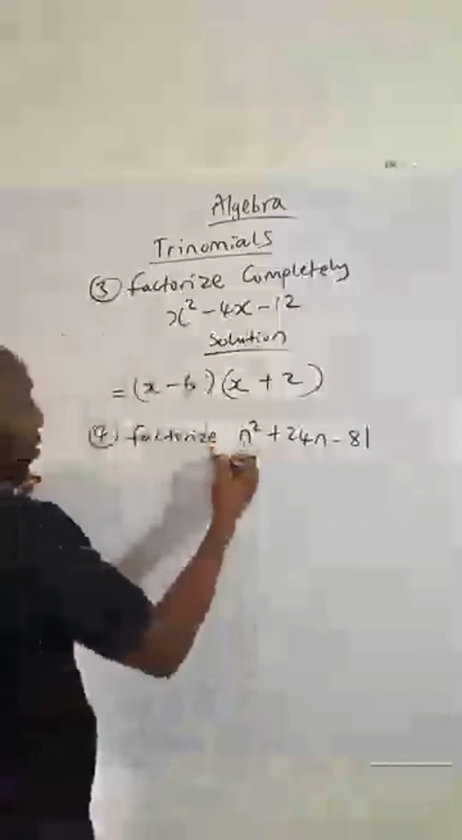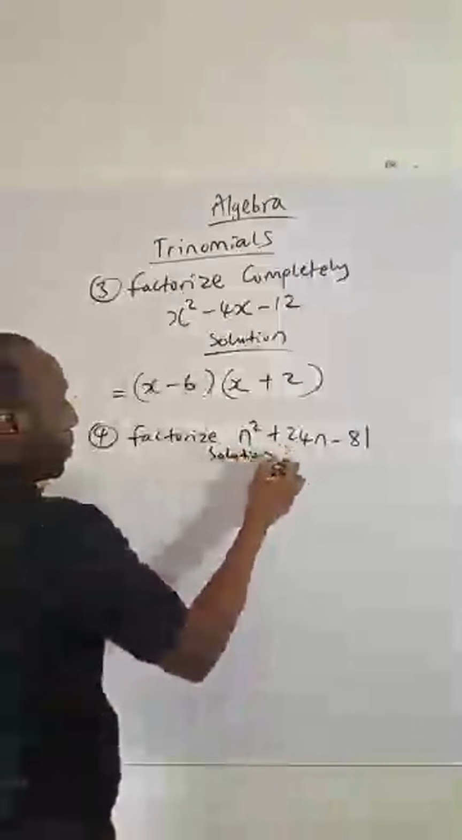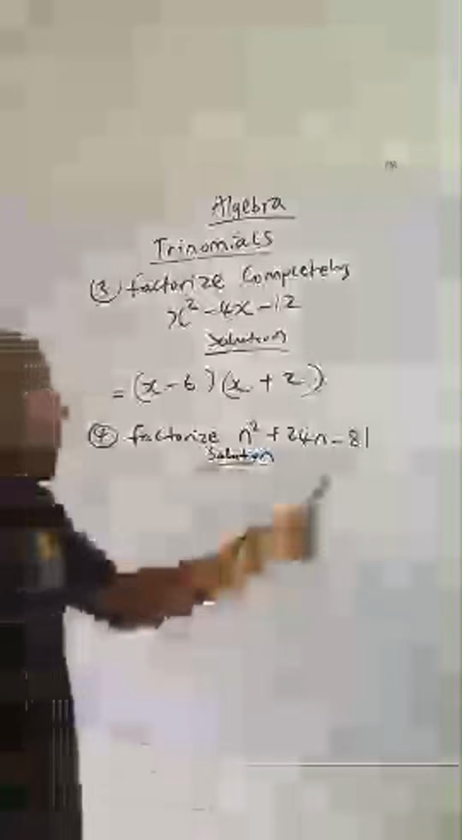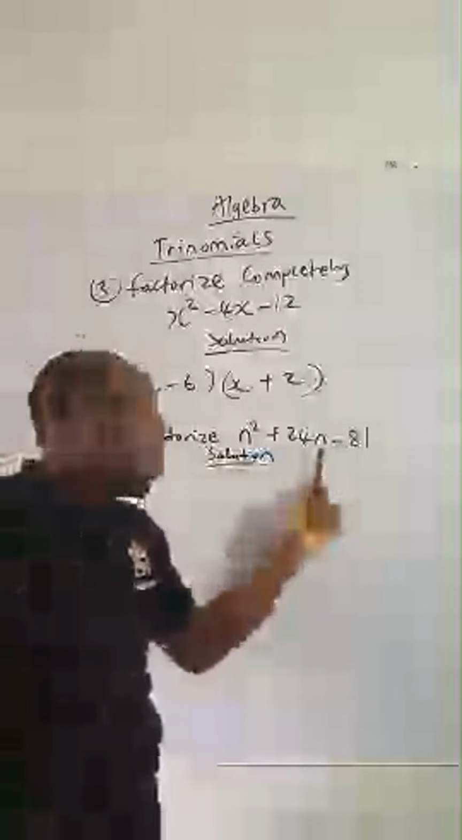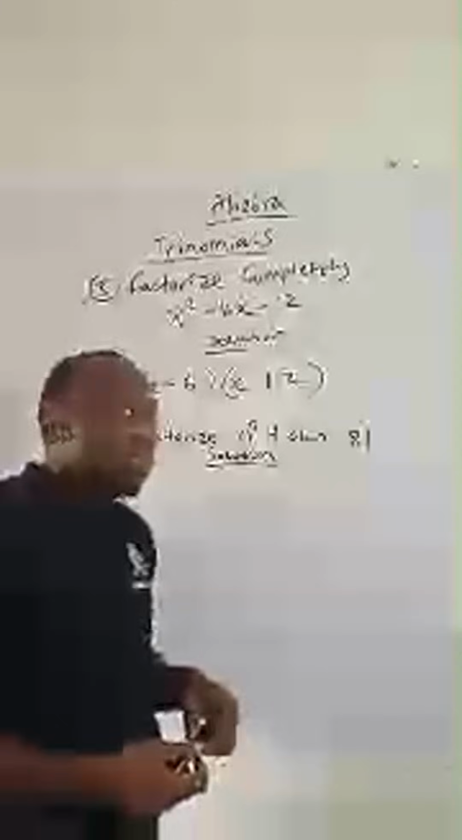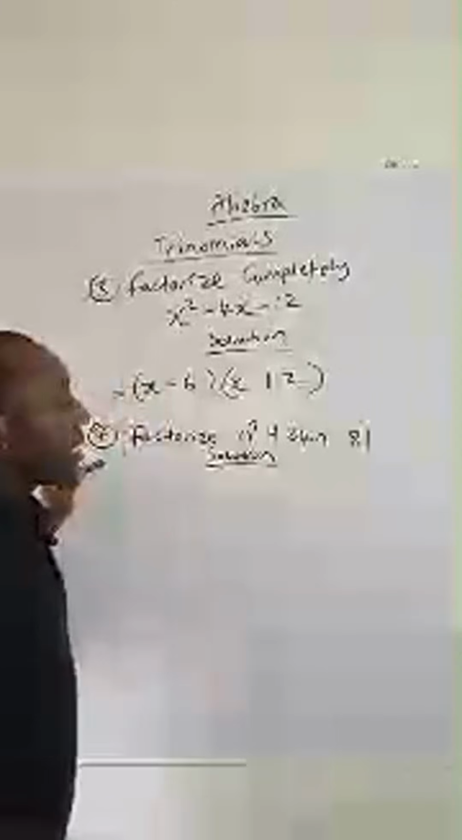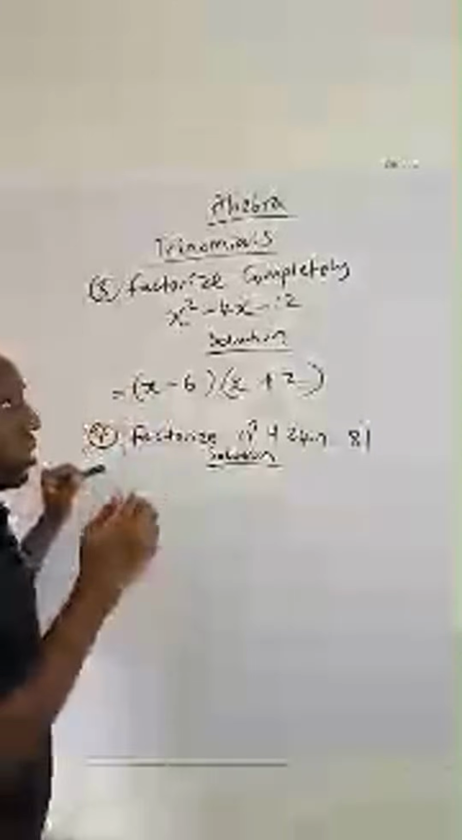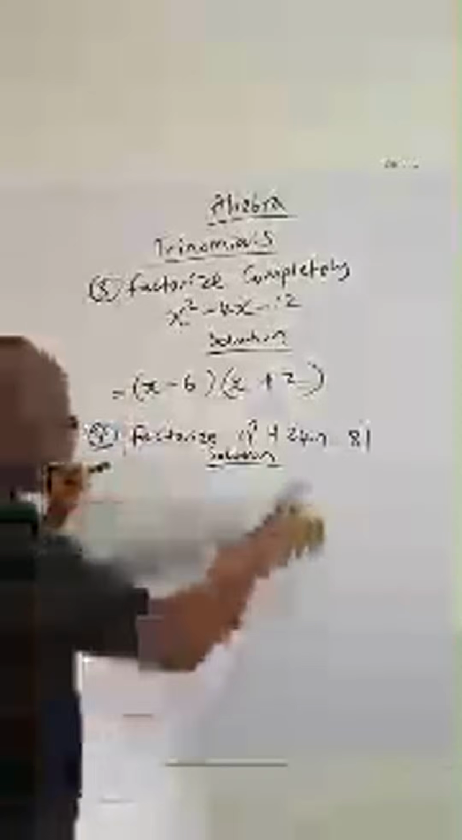So the two factors, when you multiply, you get negative 81. When you add, you get plus 24. What are they going to be? So here's a clue for you. Because you know that those two factors, when you multiply, you get negative 81.